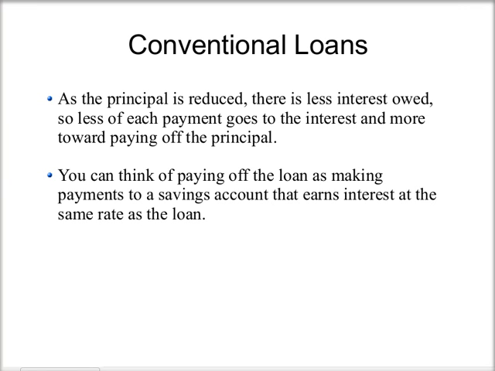So let's look at a few key points about conventional loans. As you make payments, the principal on the loan is reduced. So with each payment period, there is less interest owed, and less of each payment goes to the interest, and more goes towards paying off the principal of the loan. You can also think of paying off the loan as making payments to a savings account that earns interest at the same rate as the loan.